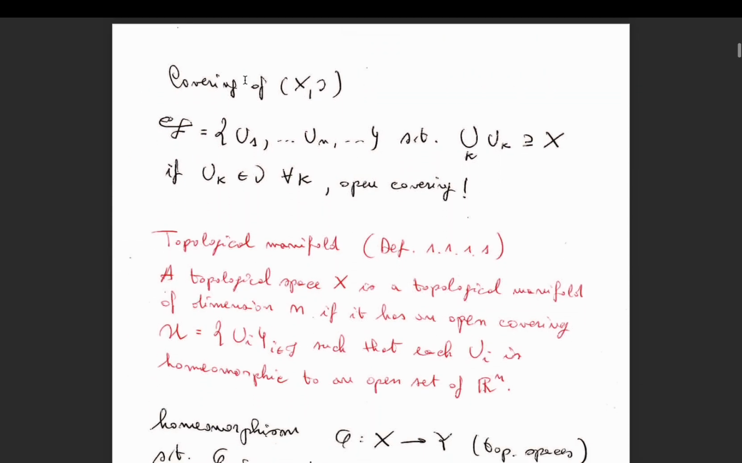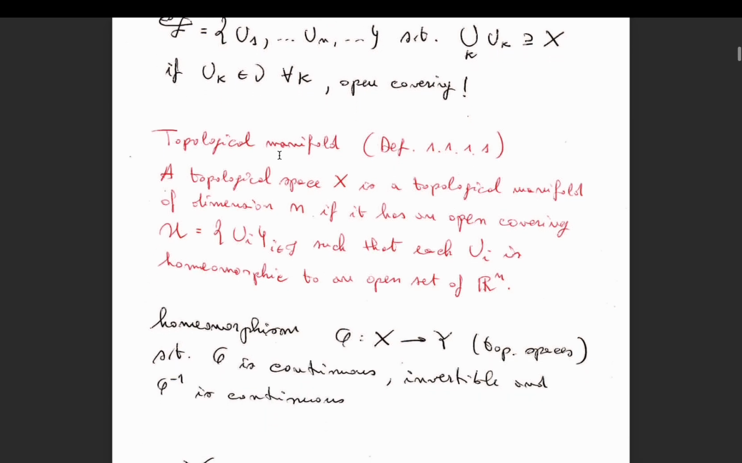A covering of the topological space is a family of subsets of X such that the union contains the whole space X. And if all these sets composing the covering are open sets, then it's called an open covering.